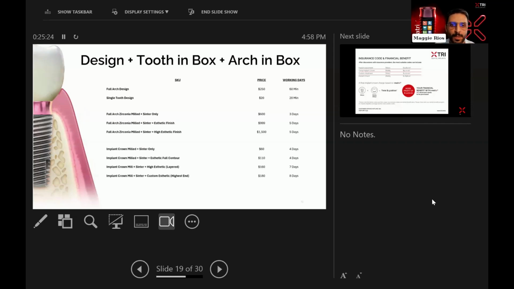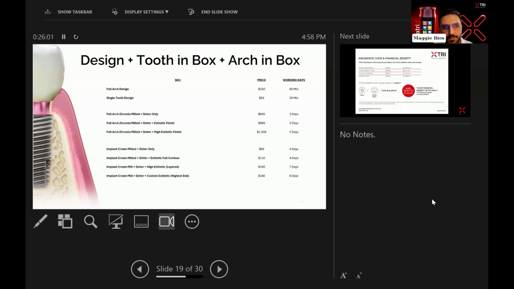We also have service for single crowns. Again, milled and sintered only, in case you want to do the characterization and finish in-house. That's about $60. But then we have 3 tiers in crowns. We have the aesthetic one, which is $110, the high aesthetic one, which is $160, and then there is a custom aesthetic, which is the super highest. It's going to be all layered and everything, at $180. And everything is going to be somewhere between 3 days to a week, and you're going to receive your zirconia.